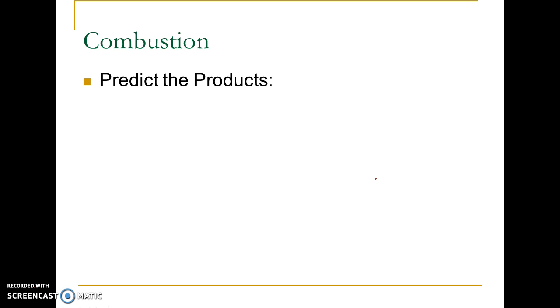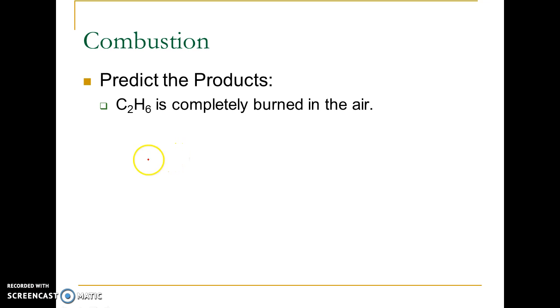Here are a couple of practice problems. We can predict the products for the following combustion reactions. So here's the first one, where we have C2H6 is completely burned in the air. Your two reactants will be C2H6 and oxygen. The hint is given that it is burned in the air.